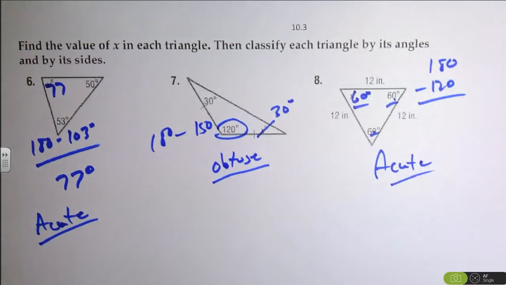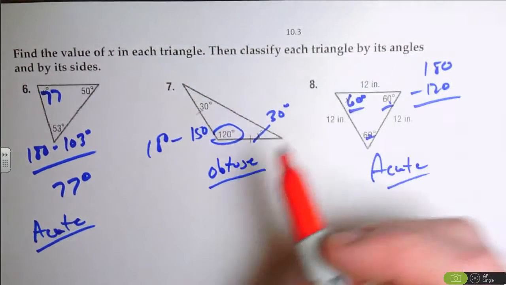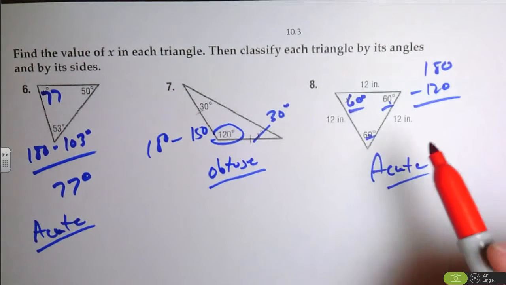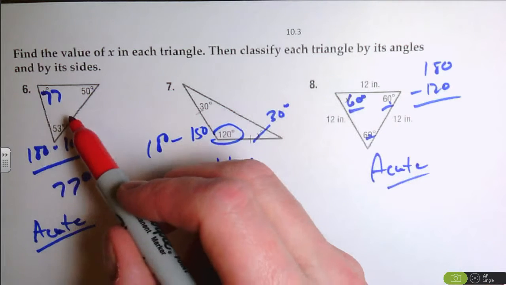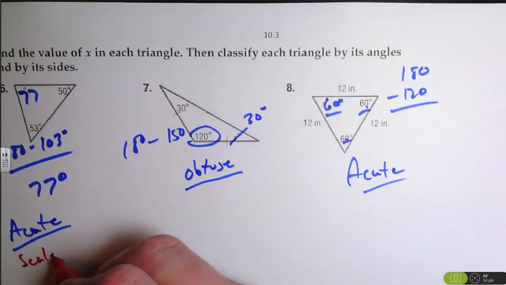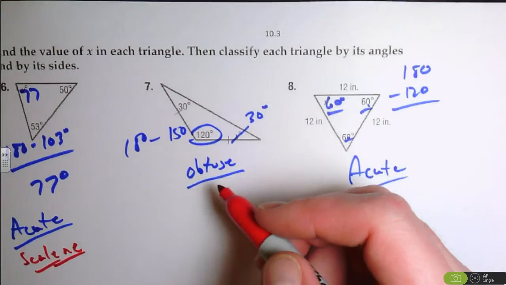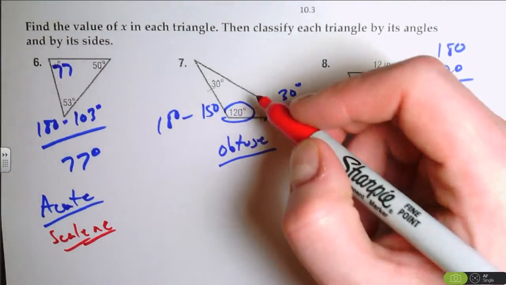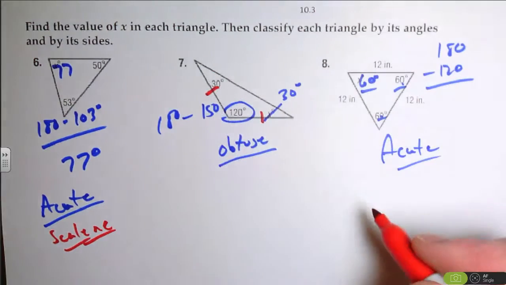Oh, I didn't catch that second part. It said classify by the sides. Let me do that real quick too. So I just did its angles: acute, obtuse, acute. This one now, sidewise, all the angles are different, so that means all the sides are different. So it's scalene.